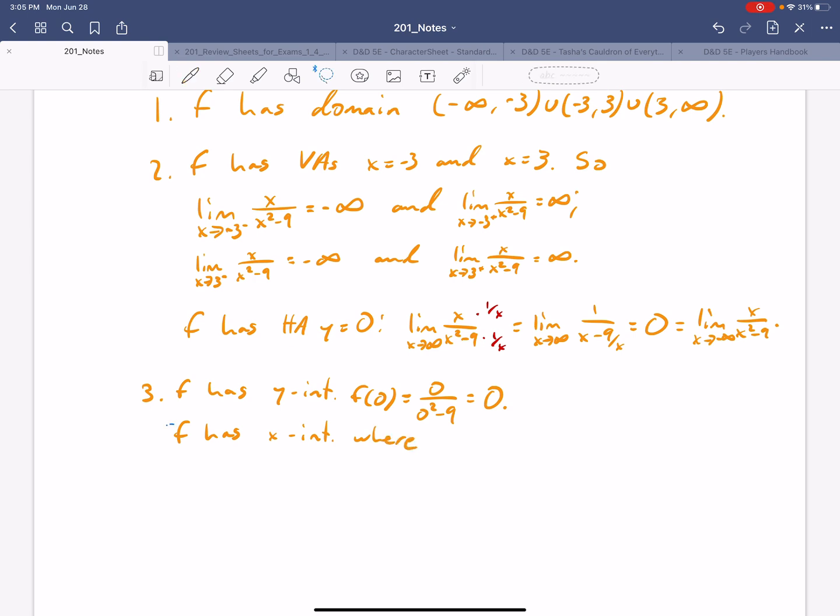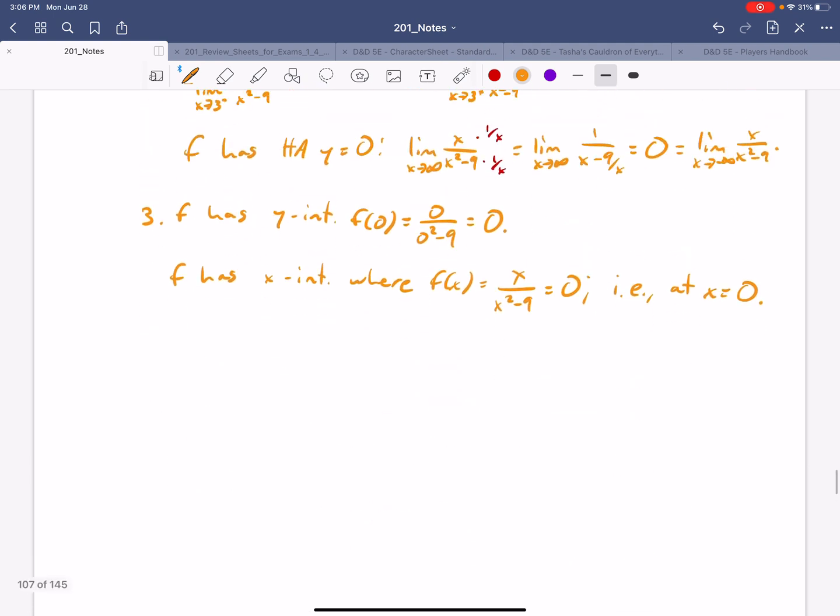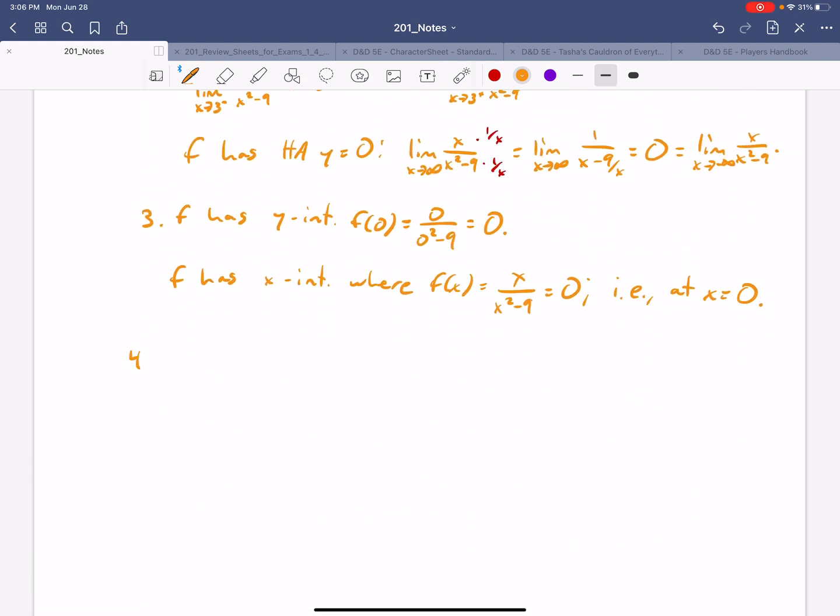Give this a little bit more room. f of x, which equals x over x squared minus 9 equals 0, i.e., at x equals 0. Okay? So, them's our two values, right? It's the origin, right? We know our graph goes through the origin. Great. Looks like we can squeeze a little bit of calculus onto this page.